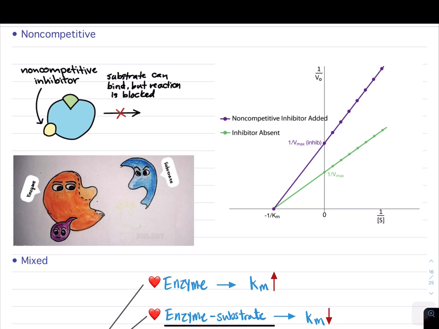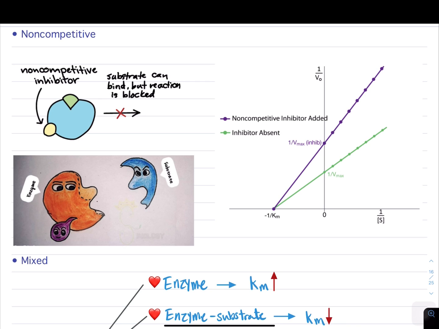So in this case, no matter how much substrate you add, it won't make a difference, because they're not even competing for the active site. And by the way, they can also bind to the enzyme substrate complex. So if an enzyme is already bound to a substrate, the inhibitor can still bind to the allosteric site and change the conformation.